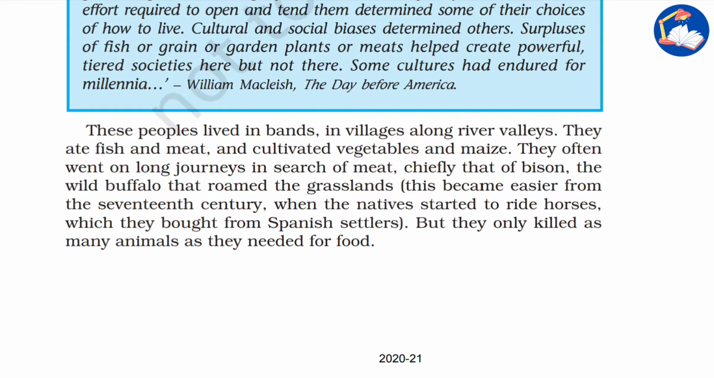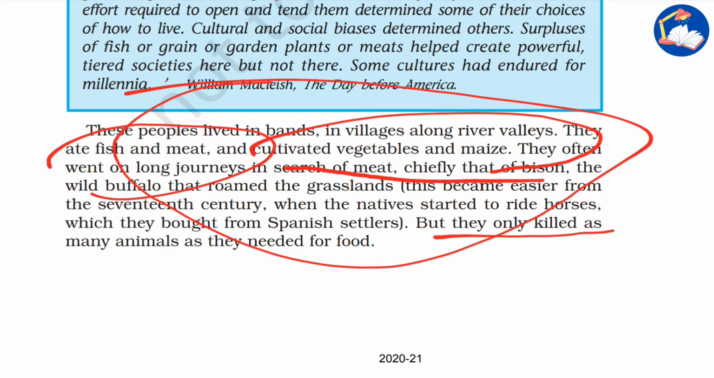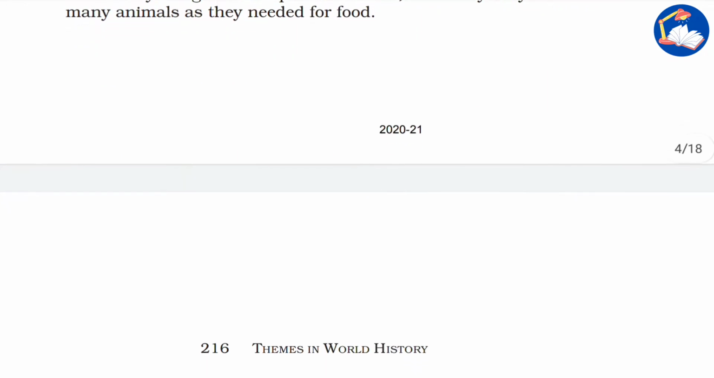These people lived in bands or groups, families, villages. They ate fish and cultivated vegetables and maize. They often went on long journeys in search of meat, chiefly that of bison. They only killed as many animals as they needed for food. That is to be noted.